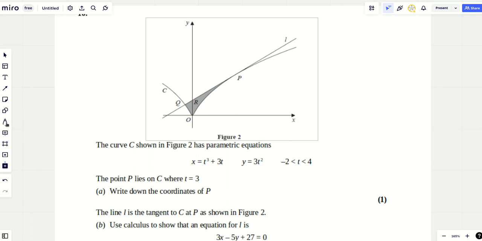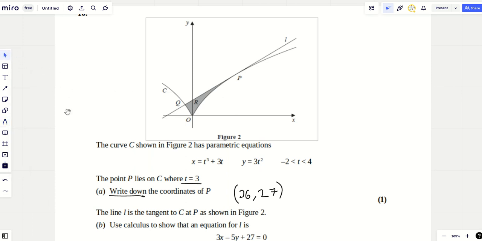Firstly, they love to start with these kinds of questions where they're like, t is 3. Write down the coordinates of P. Write down always implies there's no working required. Well, P is going to be, when t is 3, 27 plus 3 times 3, which is 27 plus 9, which is 36. And the y coordinate will be 3 squared, which is 9, times 3, 27. And so you get the answer of (36, 27).